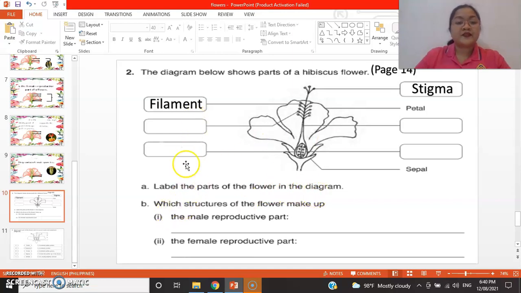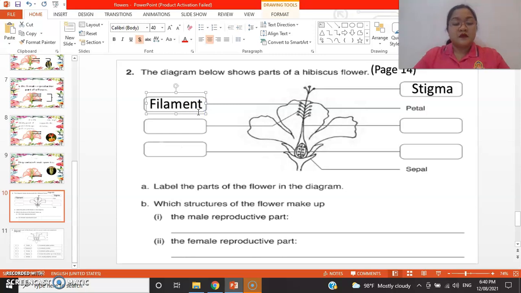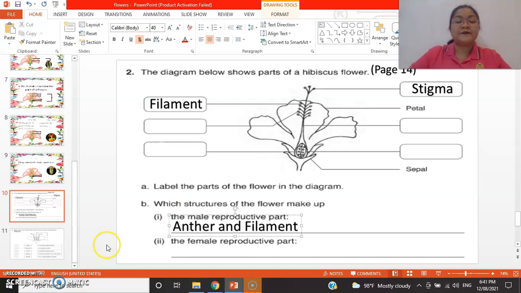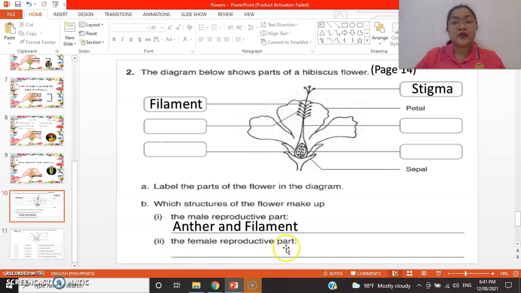Letter B. Which structures of the flower make up the male reproductive system? What does the male reproductive part have? Anther and filament. Very good. How about the female reproductive part of a flower? Answer on your own.